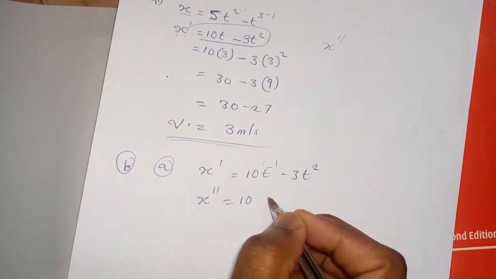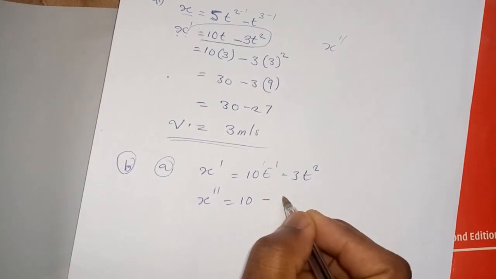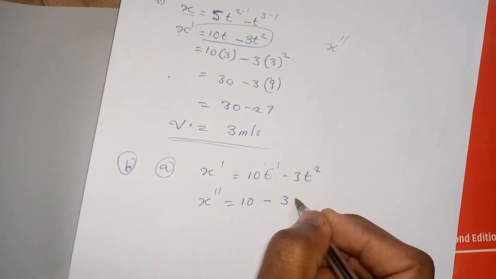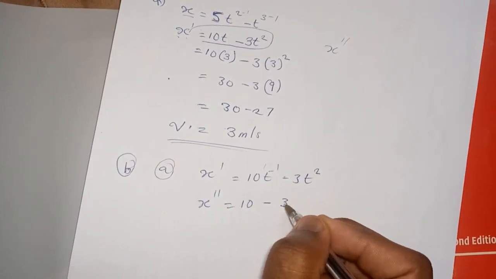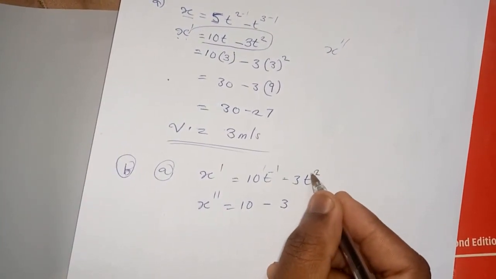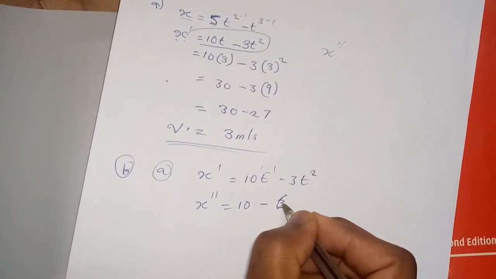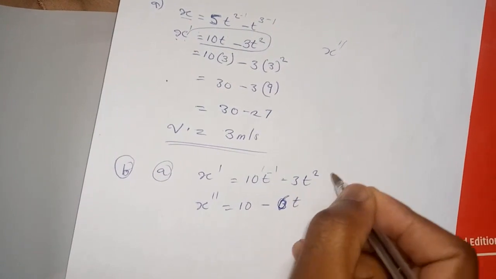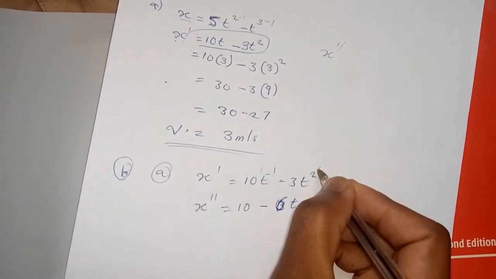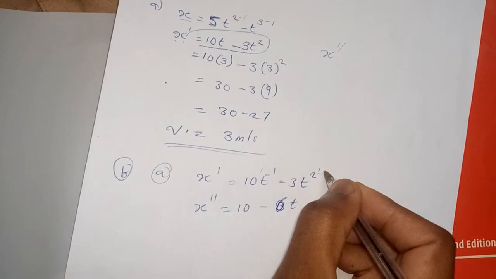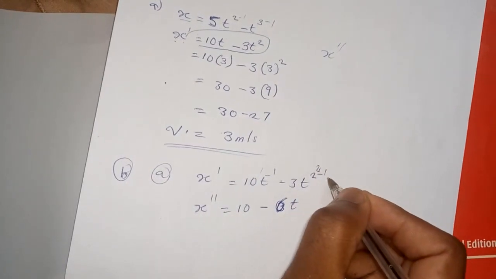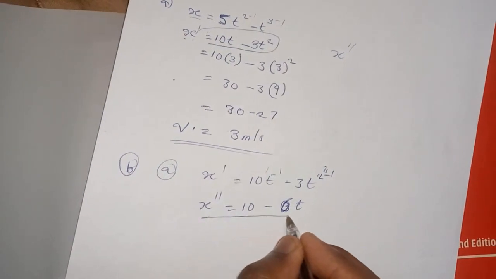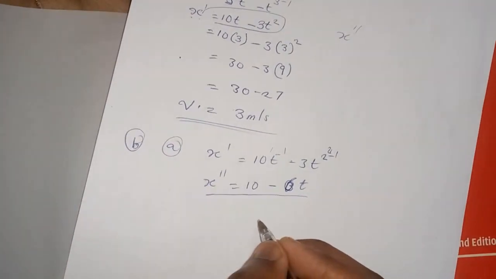So we're just going to have that. Then minus, not 3, but this times this. That's going to be 6t. Then this is 2 minus 1, so we are going to have just a t remaining here. So this is what we are using to calculate our acceleration.